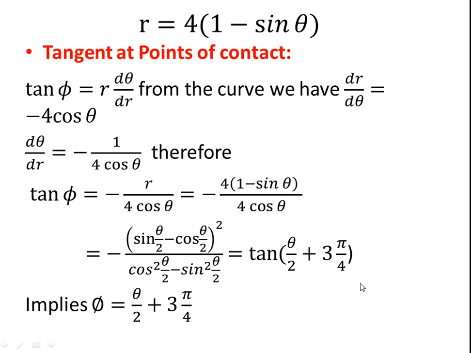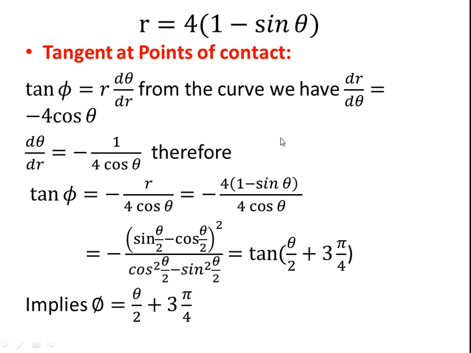After that, whatever points we have, we are going to find tangents at those points of contact. We are already done with the tangent at the pole, so we are going to discuss tangents at some other points. So for that we have a formula: tan phi is equal to r d theta by dr, where phi is the angle between the radius vector and the tangent to the curve at that particular point. So we have this formula.